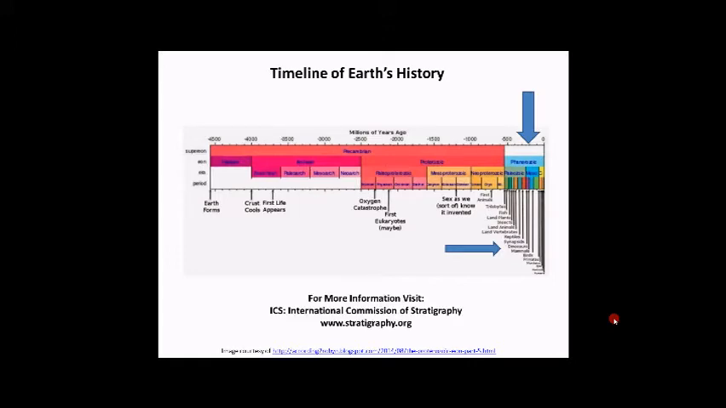For more information on time periods in Earth's history, you can visit the International Commission of Stratigraphy at www.stratigraphy.org.